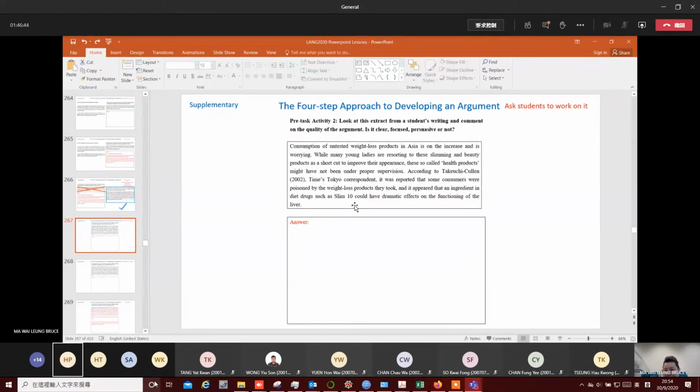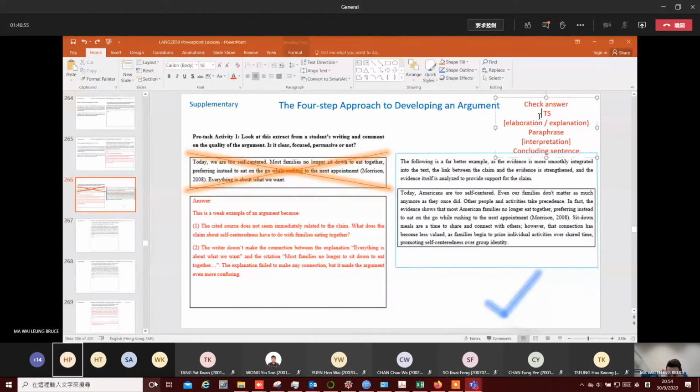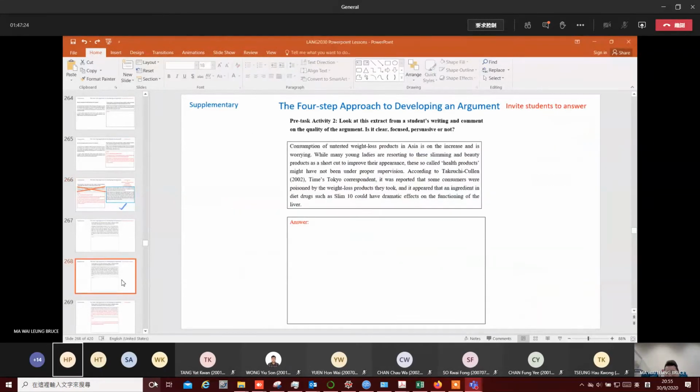Now, I stop here. Is this one a complete paragraph? Is this one a complete argument? Does it miss anything? Double check it. We have the topic sentence, yes. We have the elaboration or explanation, yes. We have the paraphrase, yes. But do we have the interpretation of the paraphrase? Do we have a concluding sentence? No, we don't have this too. Can you see that? That argument stopped at the paraphrase, but is missing this one. That's why I say that, logically speaking, that paragraph or that argument is not 100% complete. It's okay, but there's something missing here.